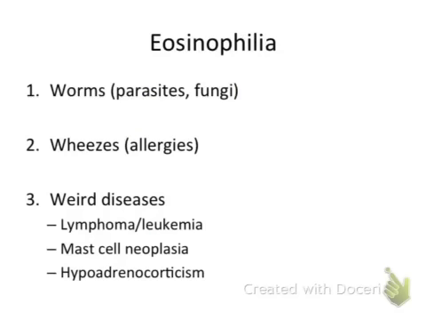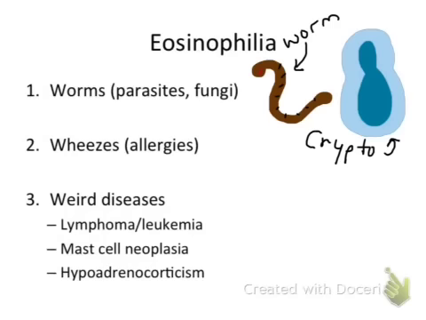The main causes of eosinophilia are worms, wheezes, and weird diseases. Worms doesn't necessarily mean helminth infections, but it does represent the broader infection by any parasite, and then rarely fungal infections can cause eosinophilia. Wheezes represent allergic or hypersensitivity reactions, and weird diseases include both neoplasms and hypoadrenocorticism.